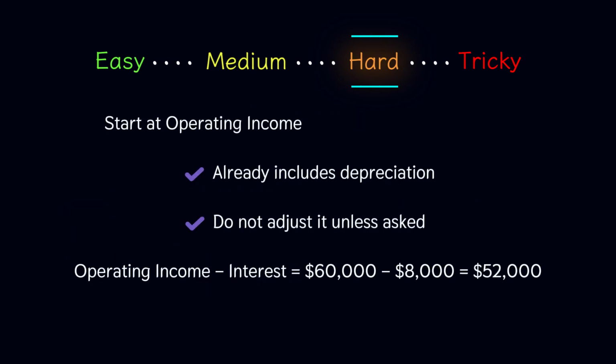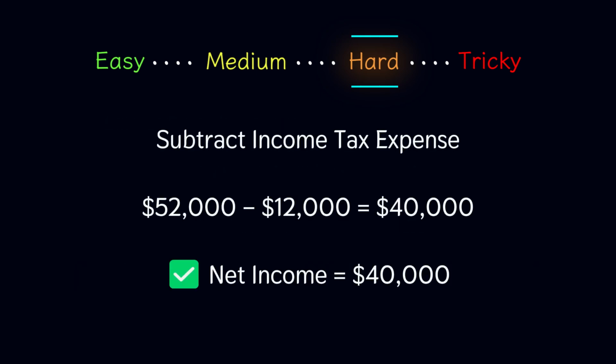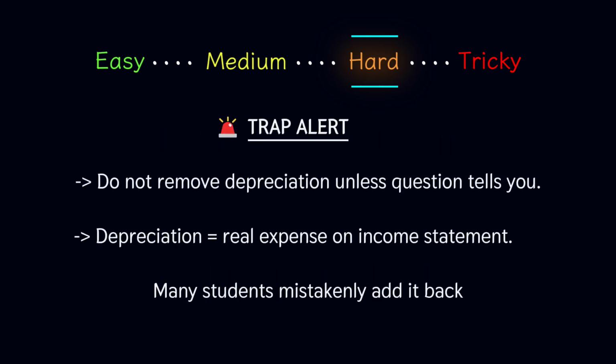Start at operating income. Operating income already includes depreciation. Do not adjust it. Now subtract interest expense. 60,000 minus 8,000 equals 52,000. Now subtract income tax expense. 52,000 minus 12,000 equals $40,000. That is net income. Here's the trap.